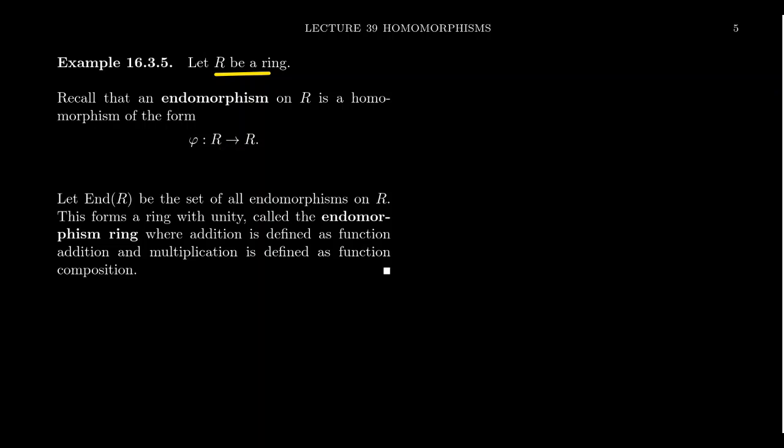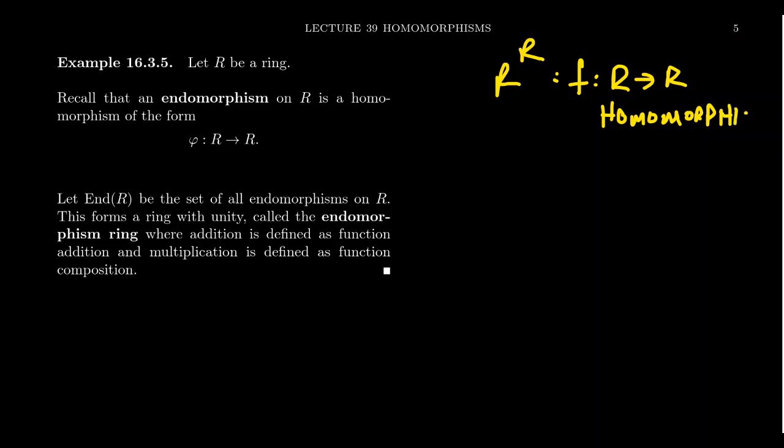An endomorphism on R is a ring homomorphism of the form R to R. So this is a ring homomorphism from R back into itself. Unlike the previous example, where we had R to the X, where X didn't necessarily have any algebraic structure, and the functions we were considering had no algebraic structure whatsoever, things are a little bit different now. Now we're talking about R to the R, where the domain has an algebraic structure, and we want the maps from R to R to be ring homomorphisms. That's a very important difference here.